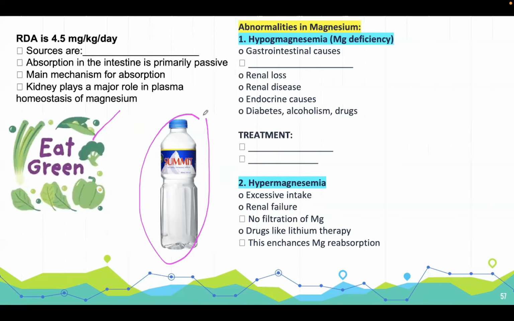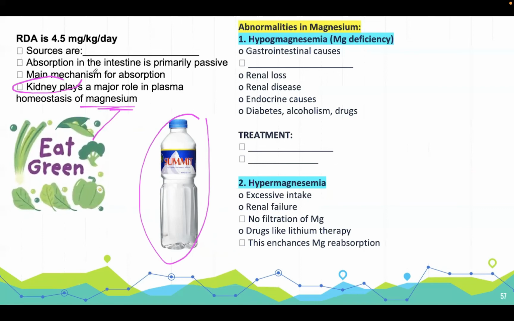So, going back to the discussion of your magnesium, the sources are your mineral water and your green leafy vegetables. The absorption in the intestine is primarily passive. It is the main mechanism of your absorption. And your kidney plays a major role in plasma homeostasis of your magnesium. So, what organ plays a major role in the plasma homeostasis of magnesium? Kidney. Now let's move forward to the abnormalities in your magnesium, whether hypo or hyper.